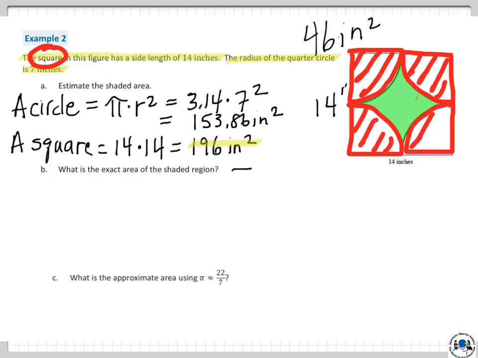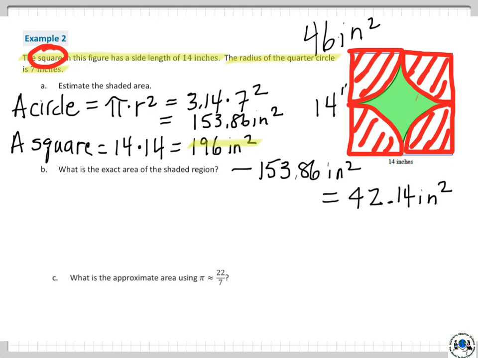Then I'm going to subtract away the circle, and I will be left with the green bit. That green bit right there is 42.14 square inches, which is pretty darn close to my estimate of 46 square inches. So I'm pretty proud of myself, and hopefully you are as well. Or hopefully you did it yourself. I'm sorry, I never told you to pause or anything, but hopefully that made some sense to you.